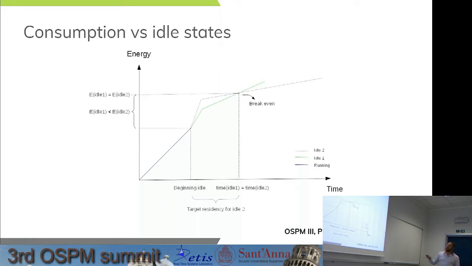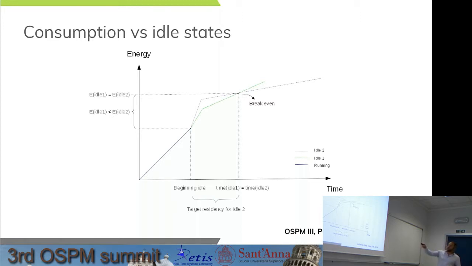So how do we compute? So when do we lose energy? We lose energy when we enter an idle state, and we don't stay long enough in the idle state to compensate the energy to enter this state. And so there is a duration we call the target residency. But it's not simple as that. It's also related to the previous idle state.